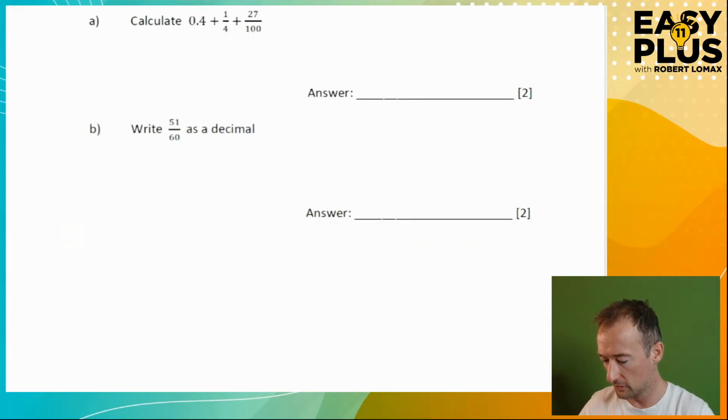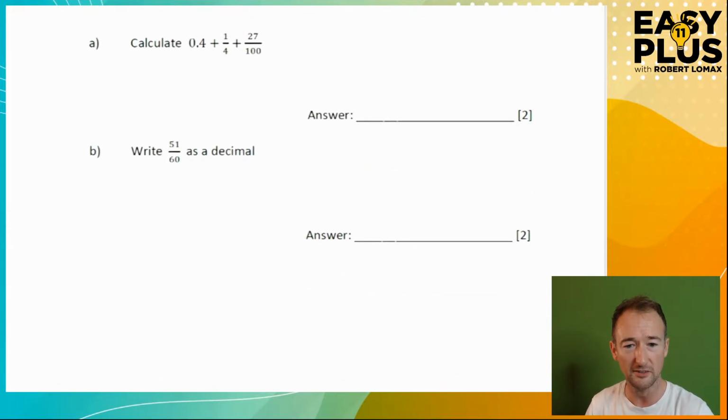I told you there are quite a lot of questions here, but we'd move through them at a fair rate, and that's what we're doing. It's only 20 past at the moment. We are flying. This might even be a short one, despite the number of questions. Right, calculate 0.4 plus a quarter plus 27 over 100.